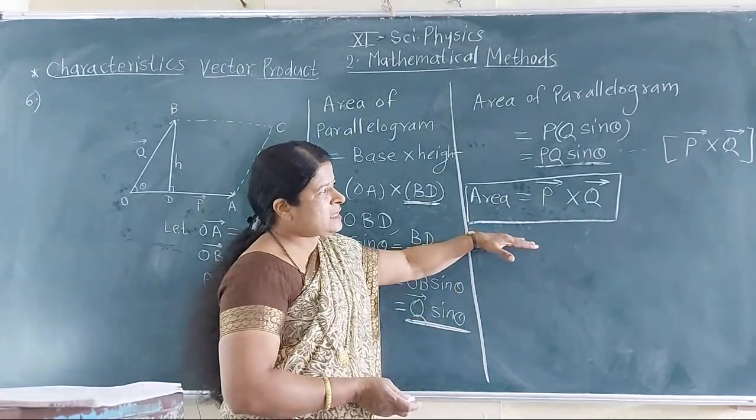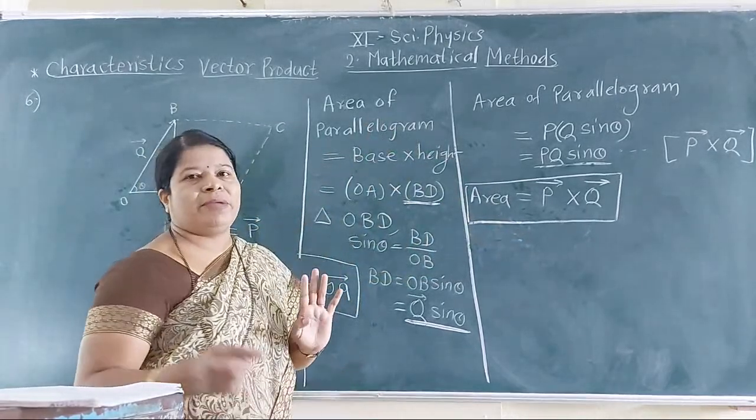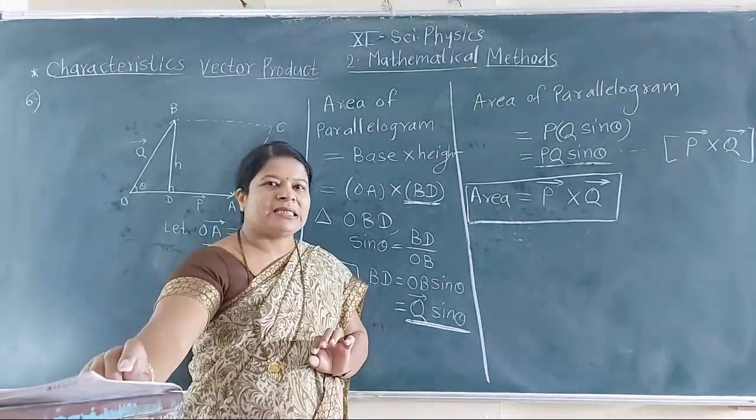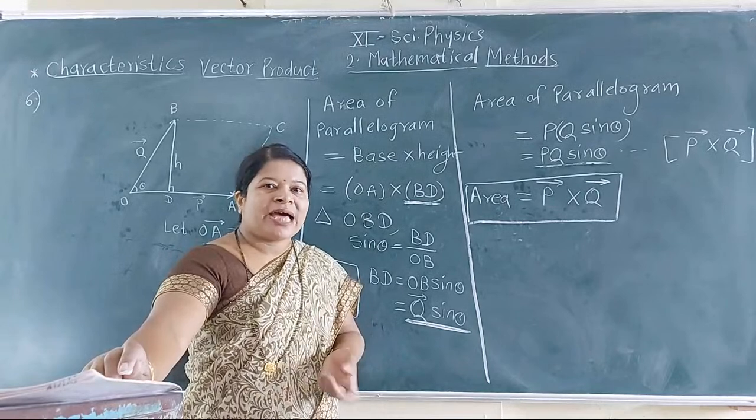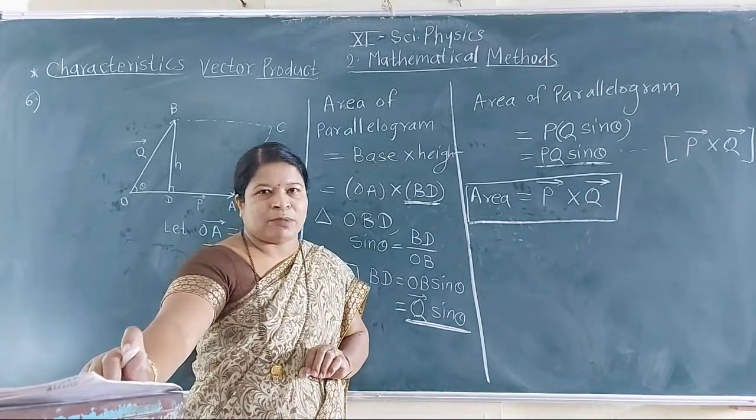So up to these characteristics, our chapter number 2, mathematical methods theory part, is completed. Now we are going to study the exercise on this chapter.